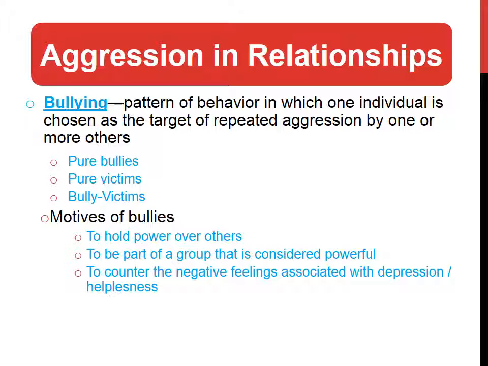We know that when it comes to why people choose to bully, it is usually because the bully's perception of others is often guided by the hostile attribution bias that we talked about earlier. They may also bully because they want to hold power over somebody else or want to be able to control somebody else. Or they may bully somebody to be part of a group that is considered to be powerful, and this kind of bullying is usually a result of peer pressure. Finally, they may use bullying as a means to cope with negative feelings such as those associated with depression or feelings of helplessness.